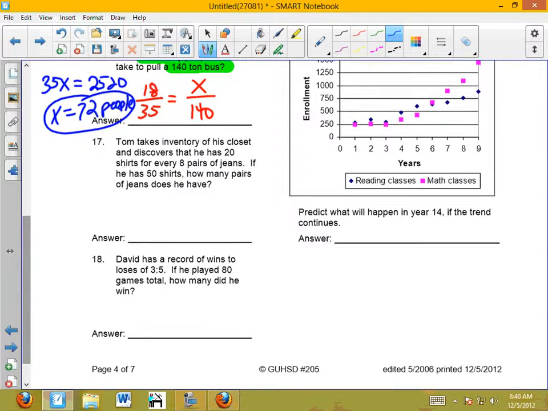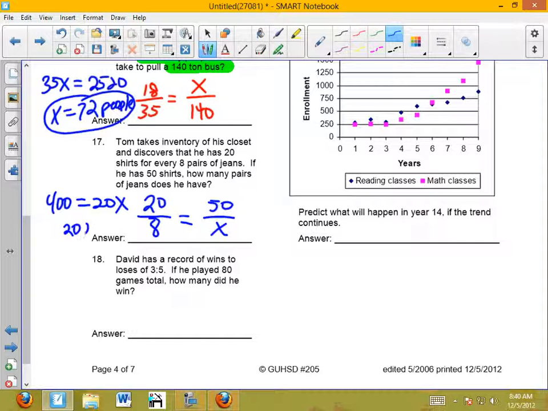Okay, Tom takes inventory of his closet and discovers that he has 20 shirts for every 8 pairs of jeans. 20 shirts for 8 jeans. If he has 50 shirts, how many pairs of jeans does he have? Shirts are on top. 50 goes on top, X on bottom. 8 times 50 is 400 equals 20X. 400 divided by 20 equals 20 what? 20 jeans equals X. You have to tell me jeans. It's 20, okay?